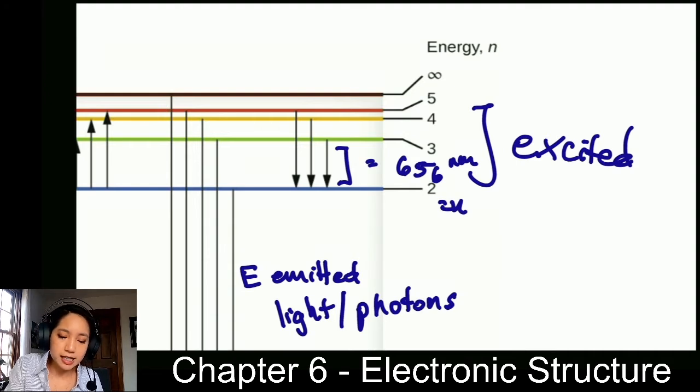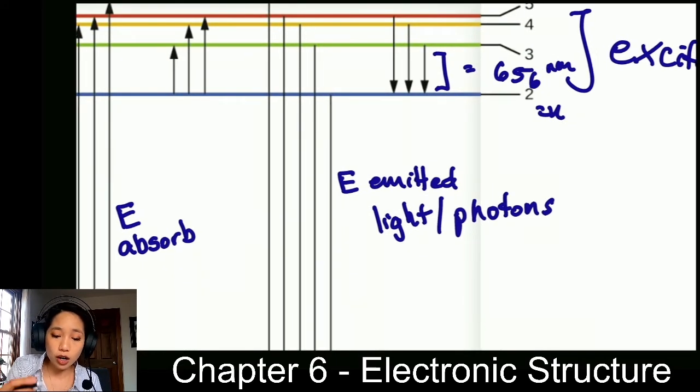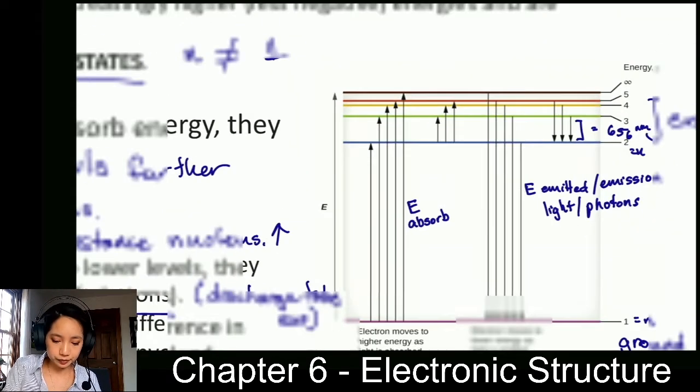All right, so it's this down arrow of emission that relates to that photon that we see in its line spectrum, or we can more specifically call it an emission spectrum, because all of these downward lines are emission. So emitted or emission. Down arrows mean emission, up arrows mean absorption.